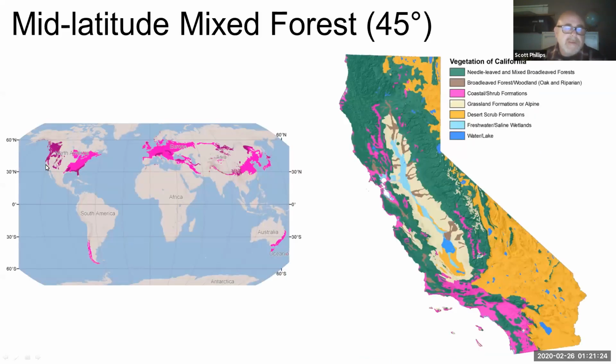For climates that are a bit wetter than Mediterranean, we have what's called mid-latitude mixed forest. Much of the forested areas in California can fall into that category, especially the wetter parts in Northern California and the lower elevations of the Sierra Nevada.